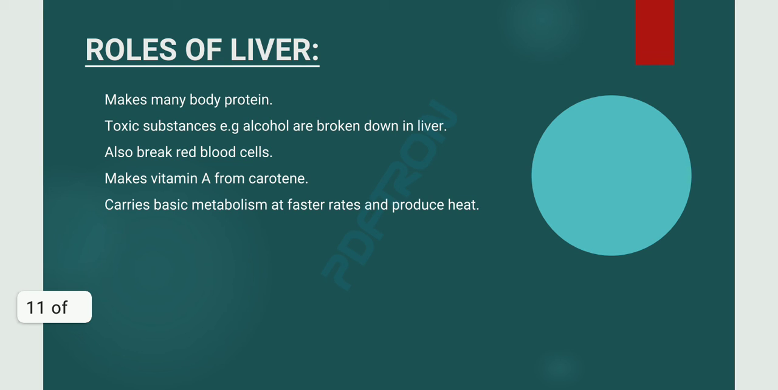It makes many body proteins, for example albumin. Toxic substances such as alcohol are broken down in the liver. It also breaks down red blood cells which have completed their lifespan. It makes vitamin A from carotene. Carotene is basically a red-orange pigment found in plants and fruits. It carries out basic metabolism at a faster rate and produces heat.